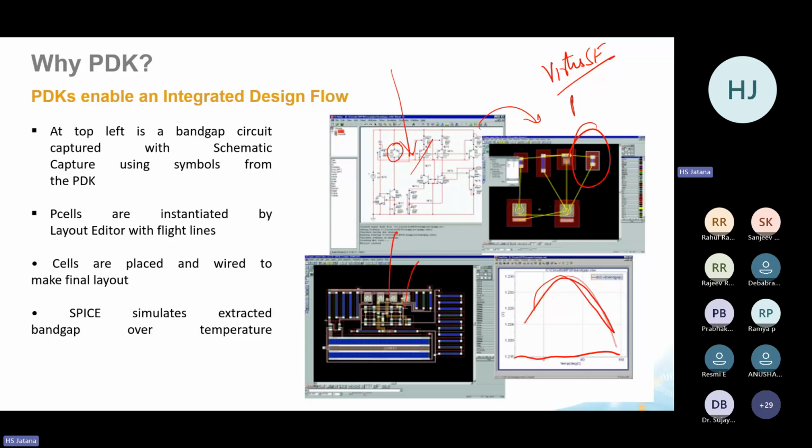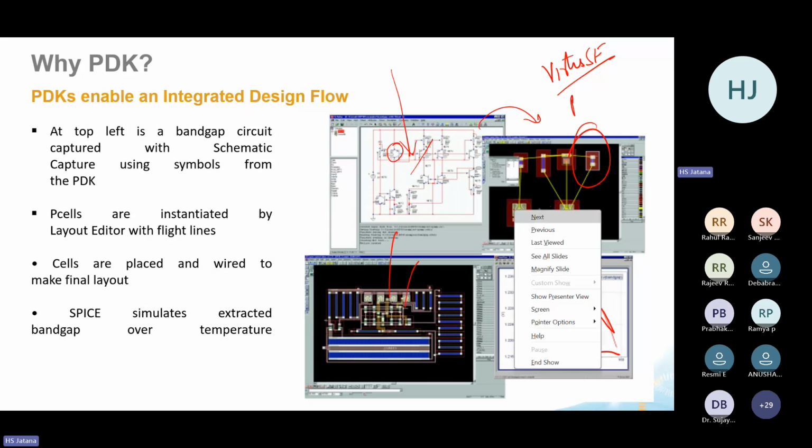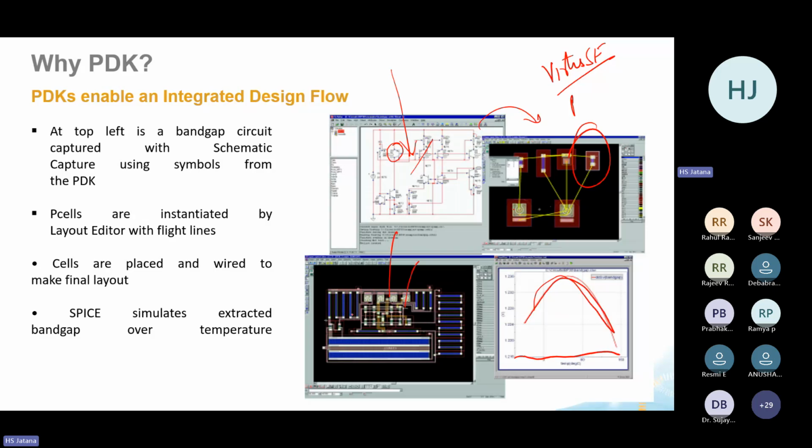So this is how the PDK enables all these things, to lay out this component by using P cells, and then by using PEX, parasitic extraction, the parasitic information of the nets and of the transistors is available. Based on the parasitic information of the components and the nets, the circuit will be simulated, and you can plot with respect to two variables and see whether the functionality which you had meant is meeting or not. So this is what it means.